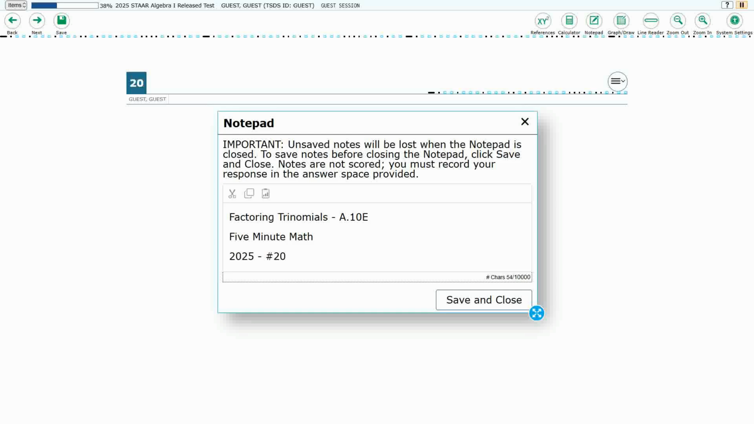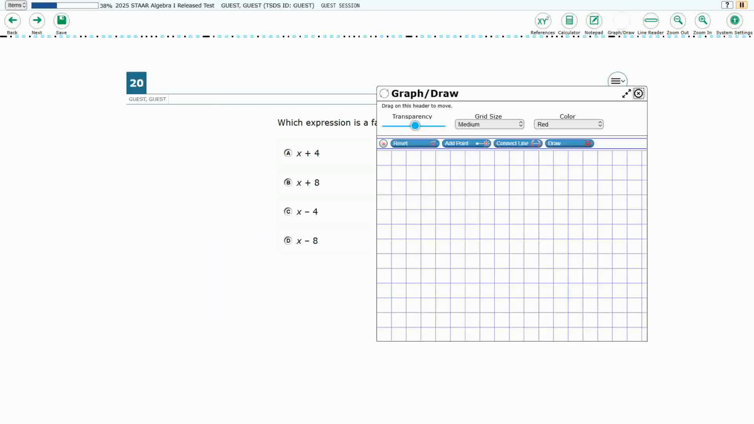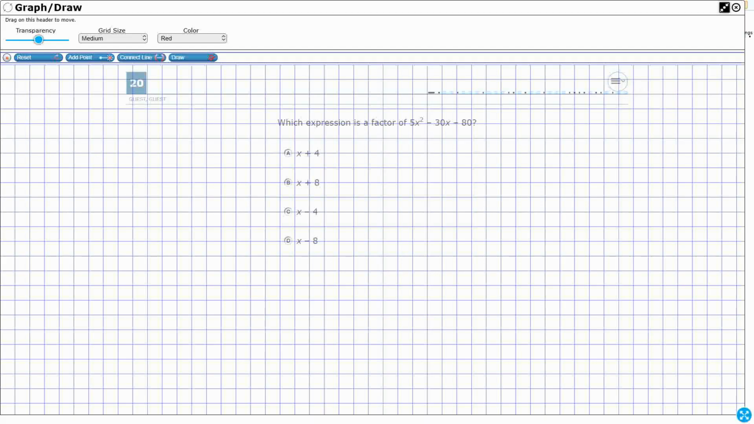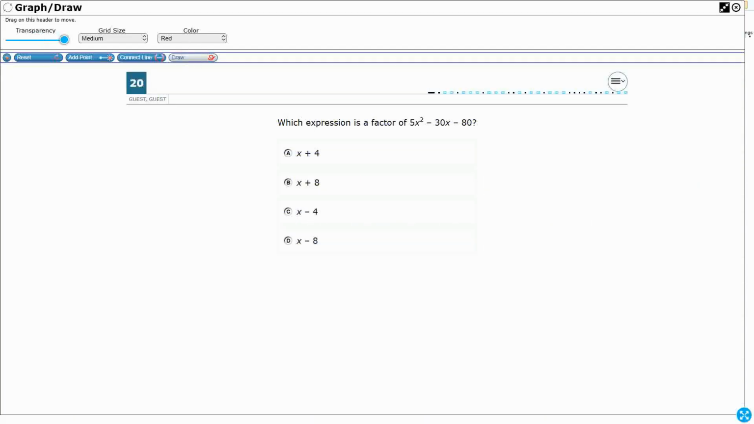Today we are looking at the Algebra 1 concept of factoring trinomials. This is standard A.10E in the great state of Texas, and we are using item number 20 of the 2025 released STAAR test. If you haven't done so already, please go ahead and take a moment to pause the video, work this problem out on your own, unpause it, and we will look at our answers together.